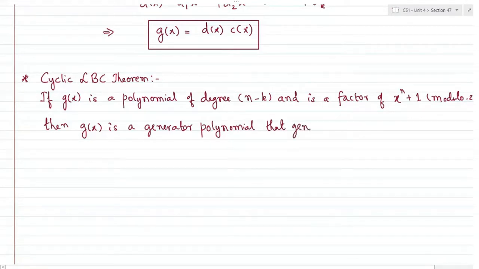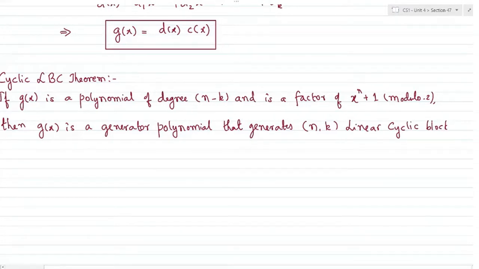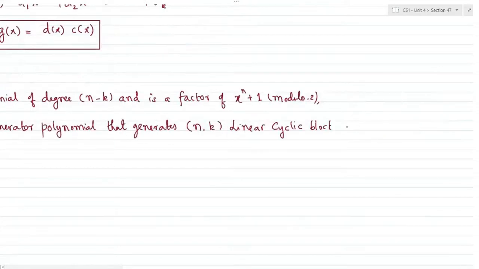That generates your n comma k linear cyclic block code. Okay, we'll try to prove this first, then we take a specific case.